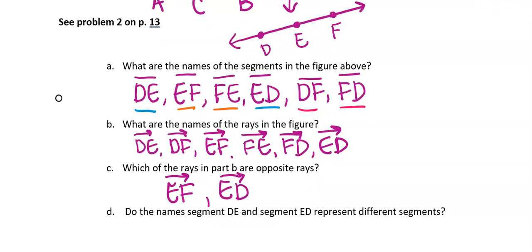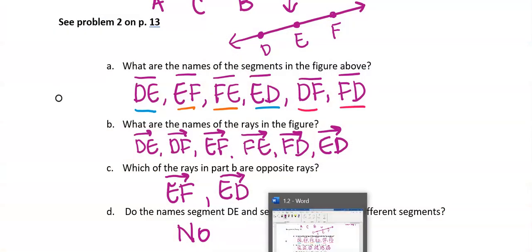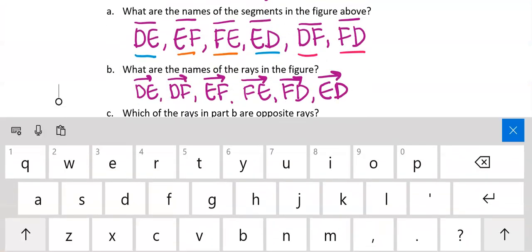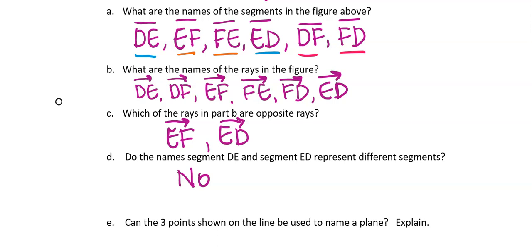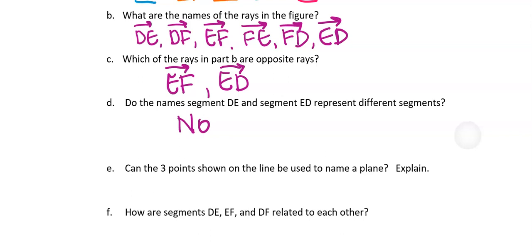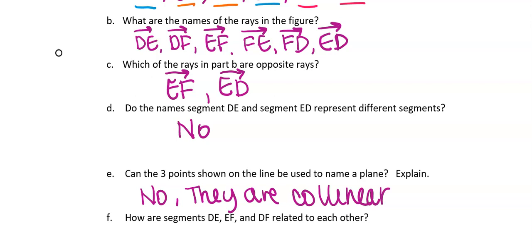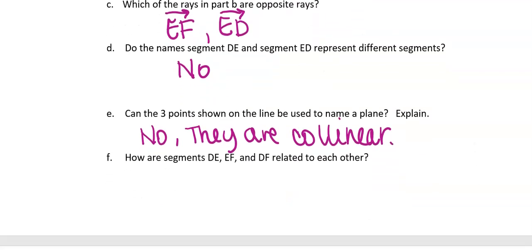Do the names segment DE and segment ED represent different segments? No, they do not. Segment DE and segment ED are exactly the same. If it said ray DE and ray ED, then it would be different. Can the 3 points shown on the line be used to name a plane? No, they are collinear. A plane has to have non-collinear points.